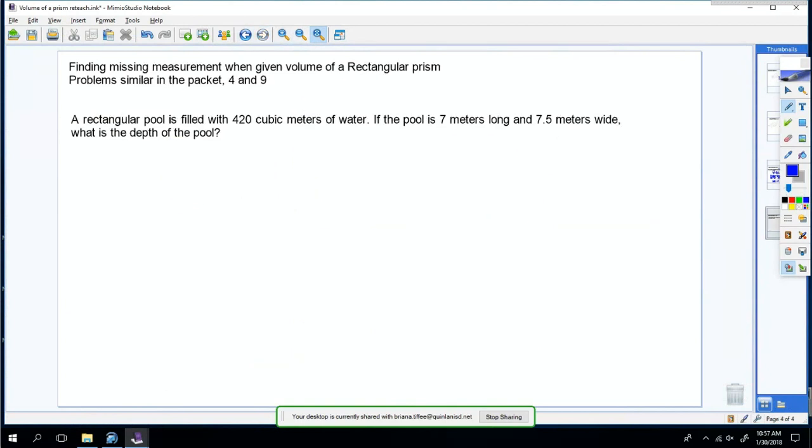Okay, last one. So this one's finding the missing measurement when given the volume of a rectangular prism. So a rectangular pool is filled with 420 cubic meters of water. So that's your volume. If the pool is 7 meters long and 7.5 meters wide, what's the depth of it? So you know what the volume formula is. V is equal to big B times H. And big B is just base times height. Well, the base is 7 and the height is 7.5.